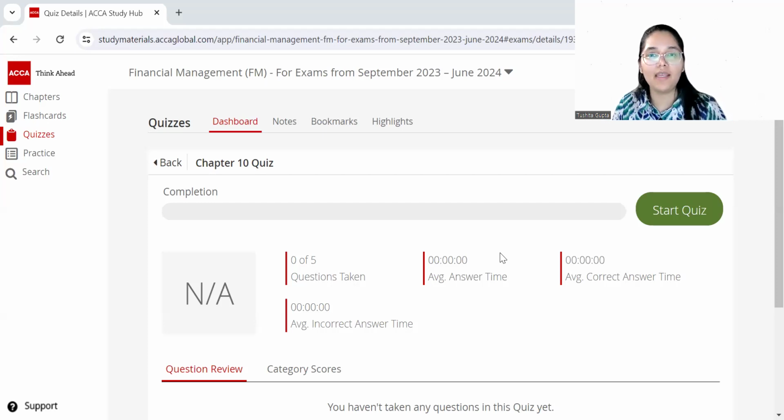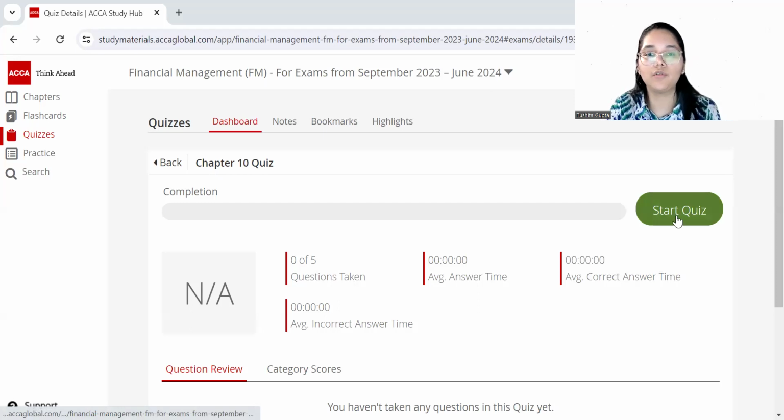This is Tushita Gupta, ACCA affiliate, and in this video we are going to be solving the chapter number 10 quiz from the ACCA Study Hub. So this chapter primarily pertains to the cost of different capitals that you have, equity capital. In equity you have ordinary shares, preference shares, debt capital. So all of that is covered in this chapter. So let's get started with the quiz.